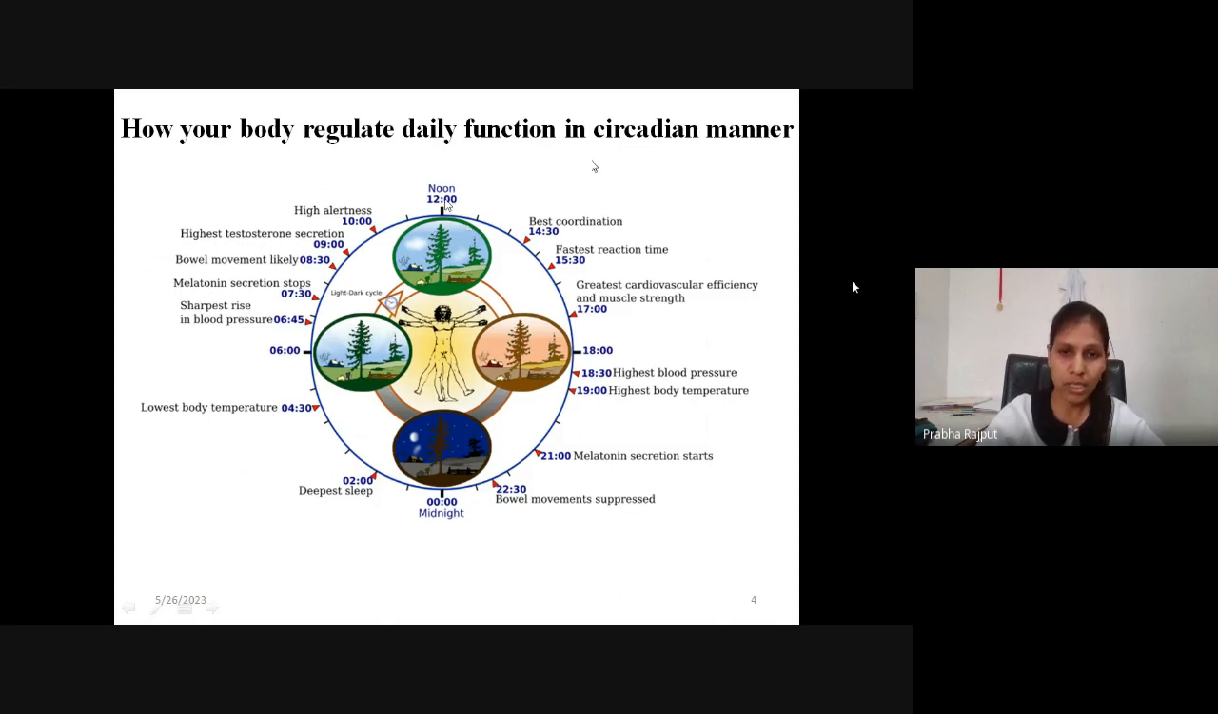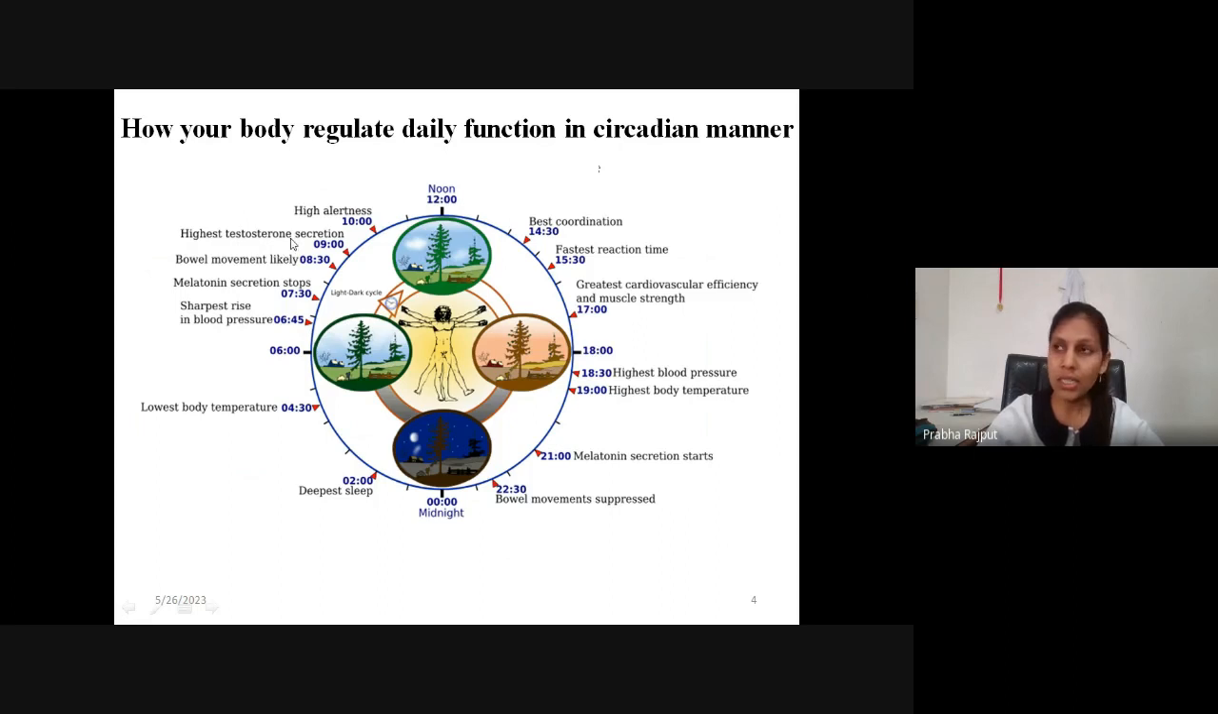Here you see this is the 24-hour cycle, in which this one is the dark phase and this one is the light phase. In the light phase, starting from the morning 6, you can see how your body starts suppressing the blood pressure. Then melatonin secretion, which is high at night, will stop because it's morning. So melatonin is a sleep hormone, so it's not needed here. Your bowel movement will likely start at the same time every day. See here, time is given. Highest testosterone or the corticosterone, we can say.